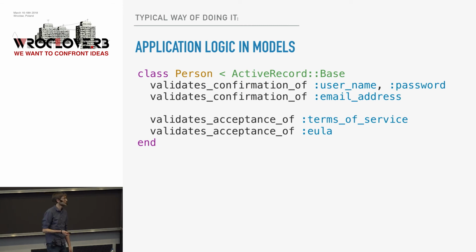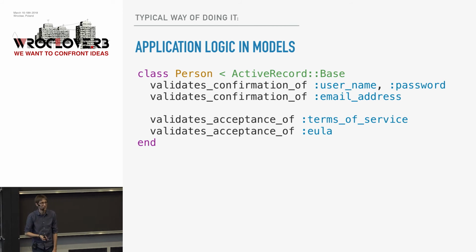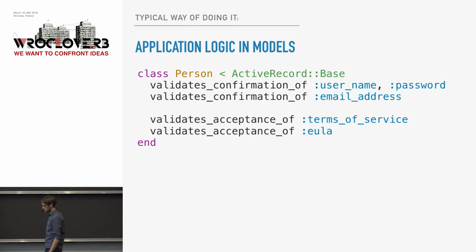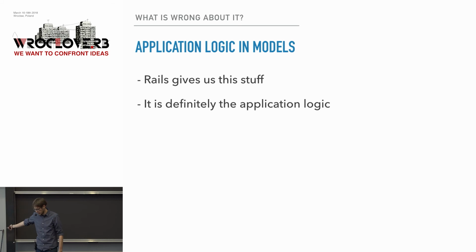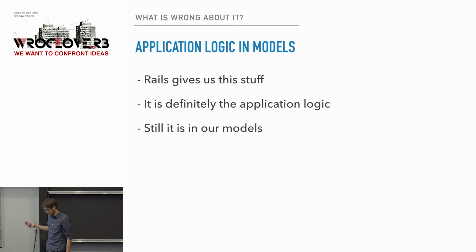So Rails gives us this power to bring application related logic into models. You have a question? It could be a business logic, right? You're right. It could be a business logic, of course, but sometimes it's not. In some contexts, in some scenarios, it might be a business logic, but sometimes it's an application logic, and it's still in our models.